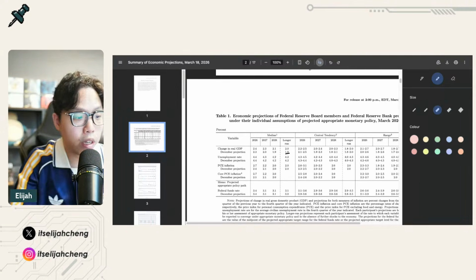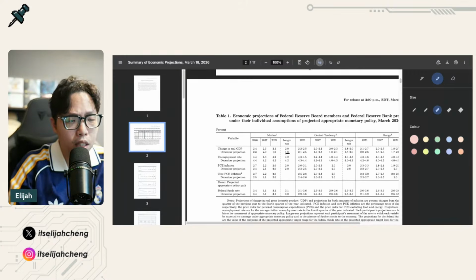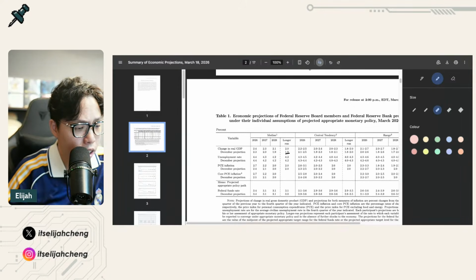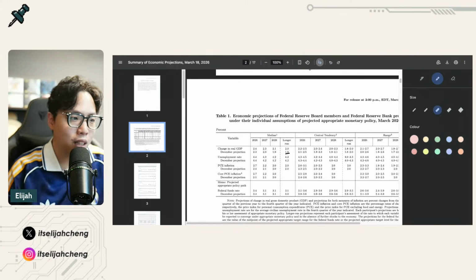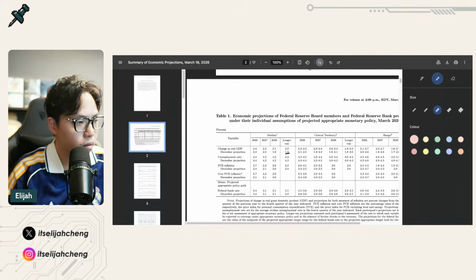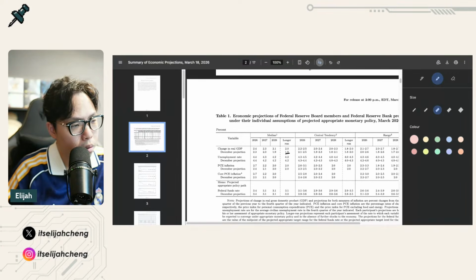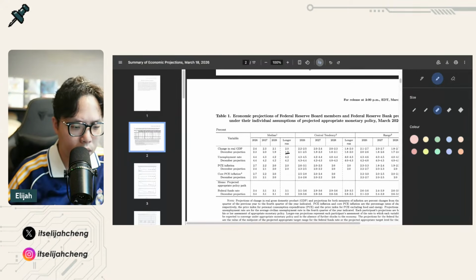So what I have on screen right now is the summary of economic projections. Just off looking at it, it does seem like they are projecting GDP to increase for the rest of the year, which is fairly surprising. Considering whatever is happening in the Middle East with rising oil prices, it seems like perhaps the Federal Reserve is not as worried about what is happening.